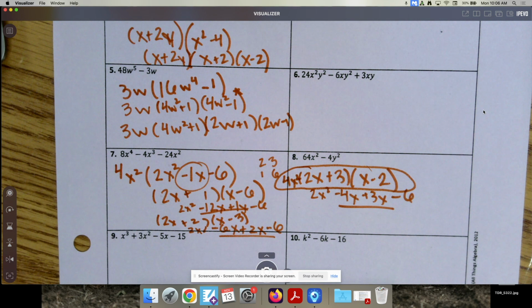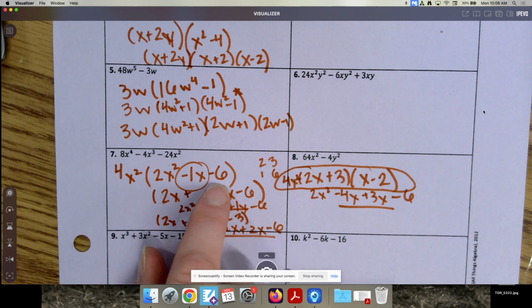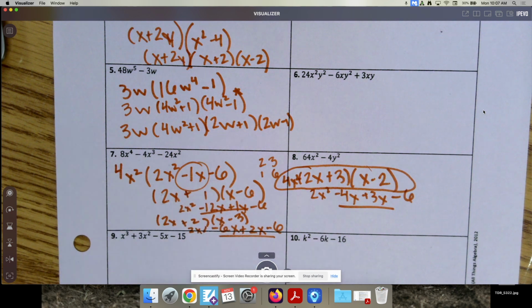You guys just have to FOIL it out. And don't forget, if you take something out, you're looking at your new numbers. You're not looking at your original numbers. You're looking at the new, smaller numbers to figure it out. So as long as you have perseverance, there's only so many different ways you can put these 4 numbers into those 2 spots. So eventually you have to find it. Okay, next one.